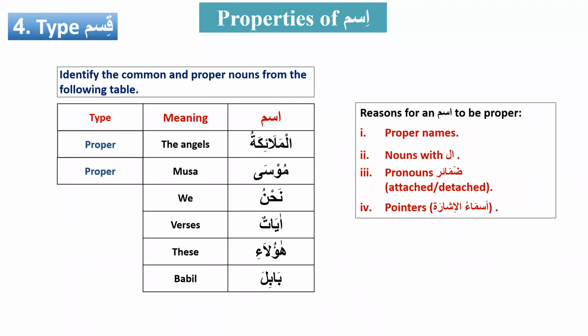Musab Iqbal. Walaikum salam. Say the next word. This is a proper noun because it is a detached pronoun. Very good. So it's a proper noun because it is a detached pronoun. Right. Good. Good. Taimia, next one.